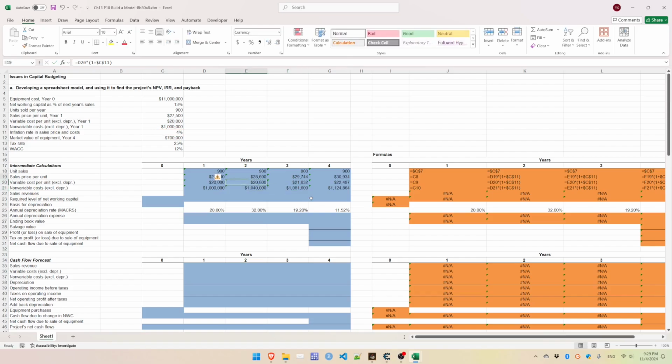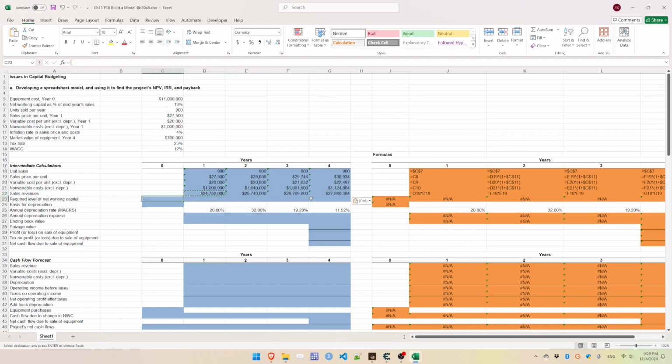So if you don't like doing this, you can do it one by one. You can copy this and put it down here. As you can see, it is using the year 1 variable cost times 1 plus 4%. You can copy this and put it down here. As you can see, it's non-variable cost times 1 plus 4%. I just need to keep going. I get more and more, times 1 plus 4%.